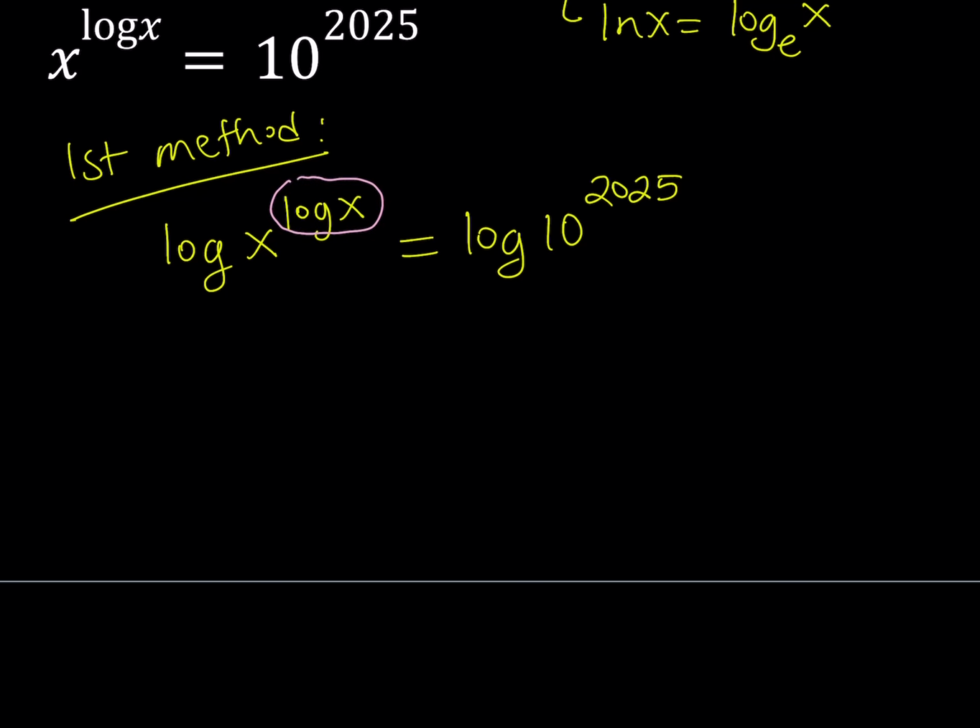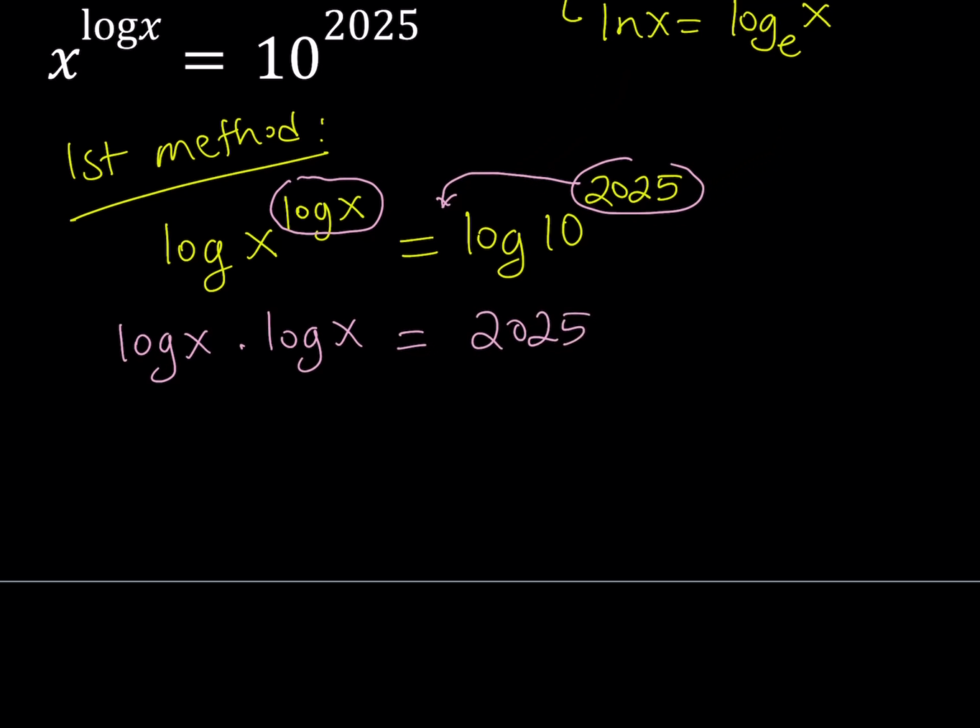So, this log x is the power of x. Therefore, I can move it to the front. So it looks like this: log x multiplied by log x. And the same thing goes here. You can move the 2025 and make it a coefficient. This is the beautiful thing about logs, that you can kind of turn it into something more linear as opposed to exponential. And then multiply by log 10. Of course, log 10 is equal to 1, so I don't even have to write it. I just wanted to show my work so that the teacher doesn't take off points.